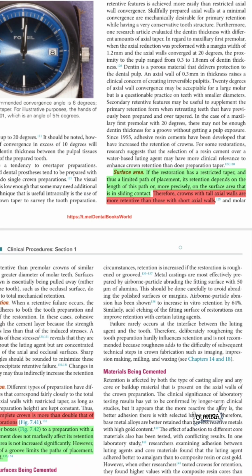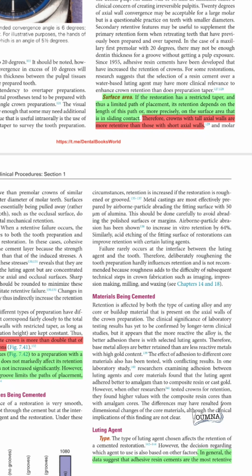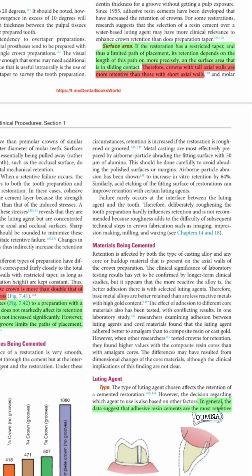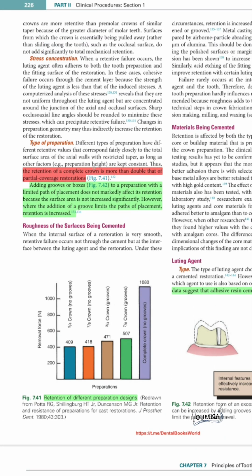Also, the concept of the surface area, where we have a tall crown where the axial walls have sufficient length. This will make the retentive quality of the tooth better. When we have a short and wide crown, we get a less retentive crown. The complete crown has double the retention of the partial coverage restoration.